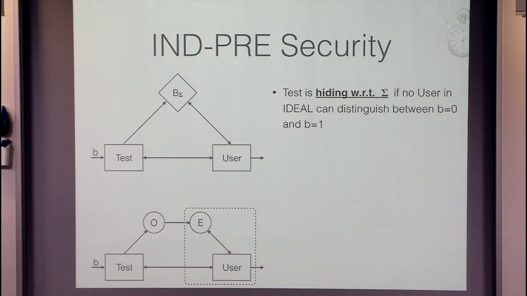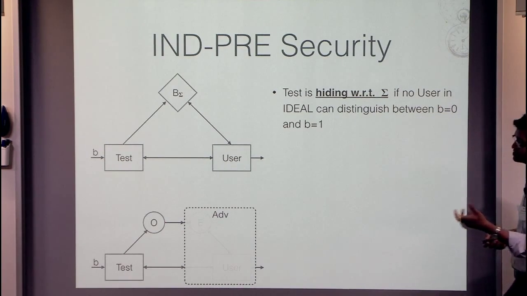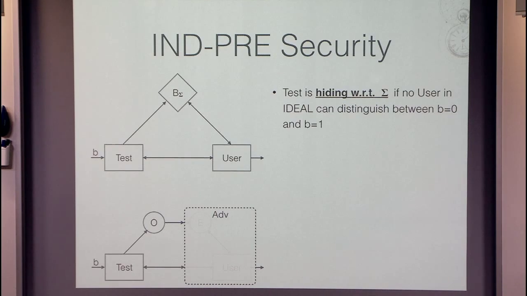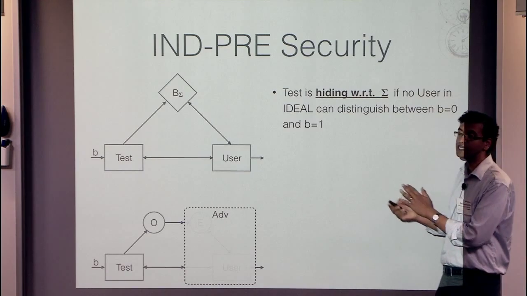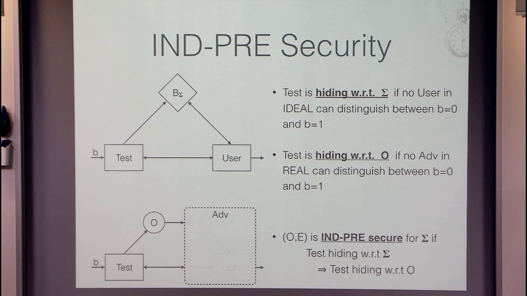In the real world, if it was an honest user, of course it will run the program E, but for an adversary there is no telling what it's going to do with the agents, with the objects it receives. We could ask for a similar hiding requirement in this setting. We'll say that a test is hiding with respect to O, the objectifying algorithm, if no adversary in the real world can distinguish between b equal to 0 and b equal to 1.